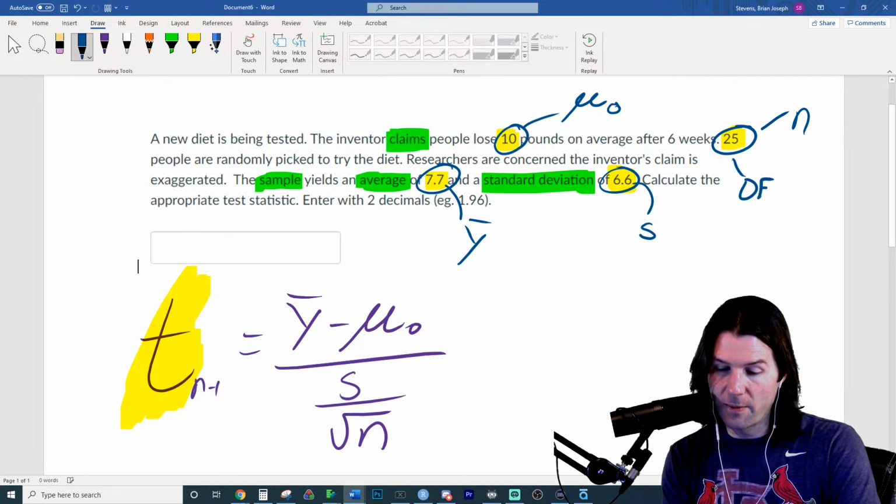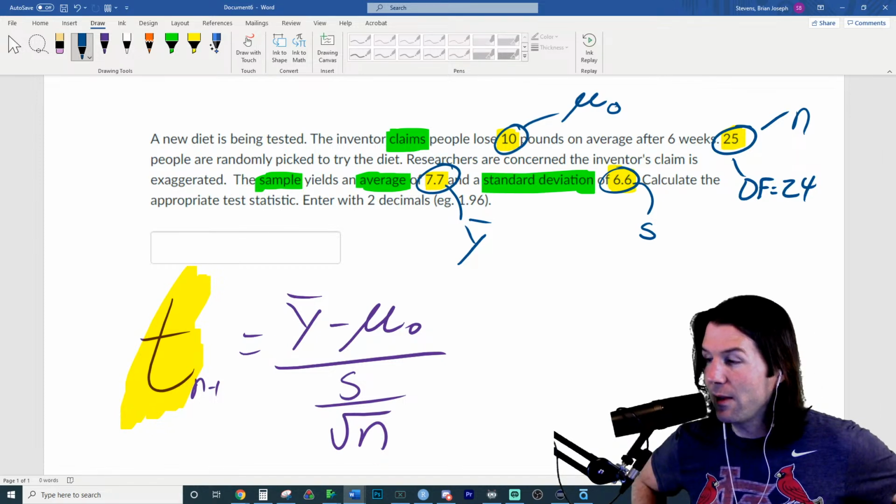The degrees of freedom equals 24 because n-1. Yeah, that's got it.